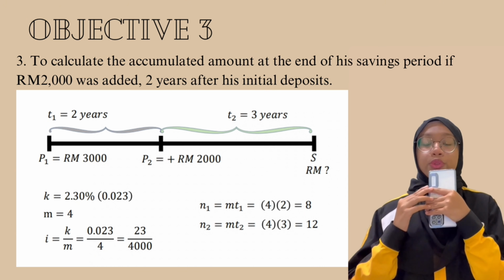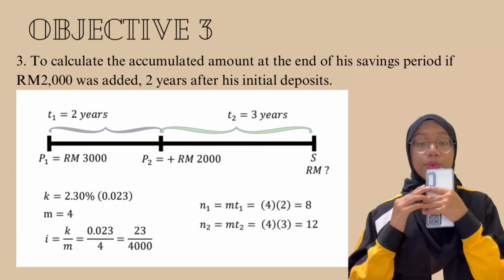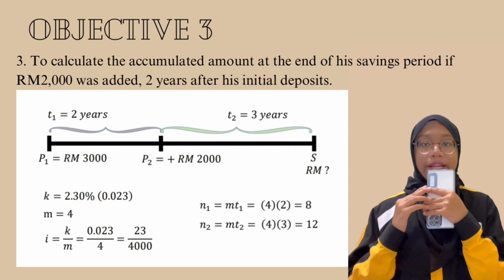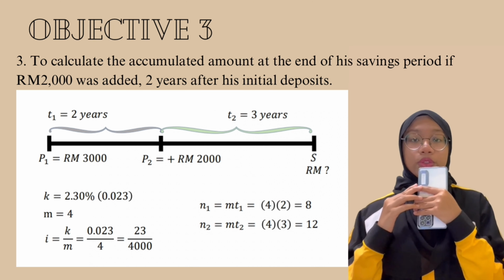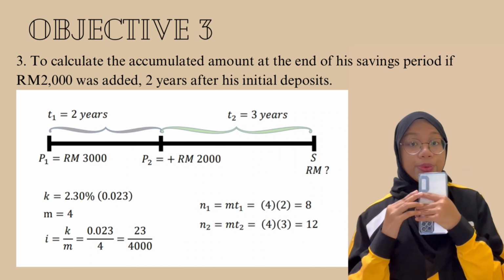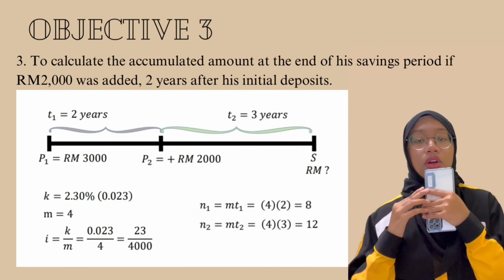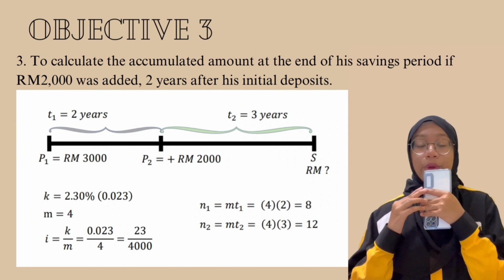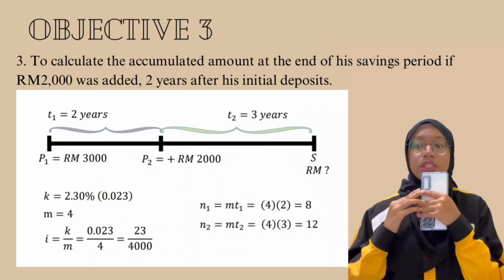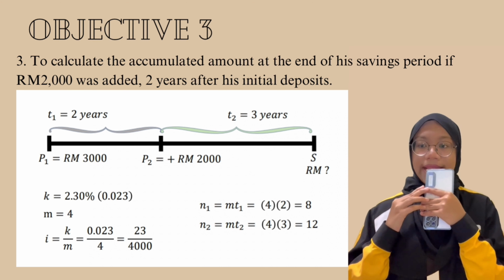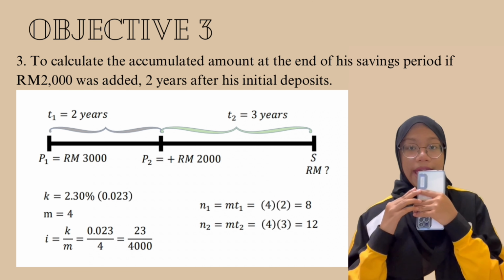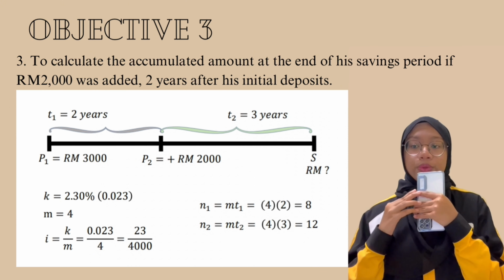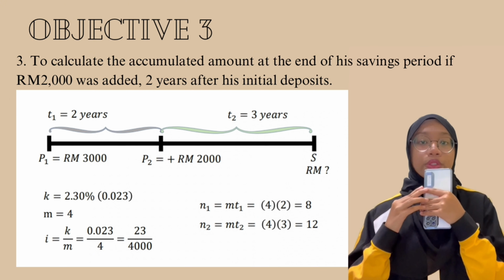So K equals 2.3%, equivalent to 0.023, M equals 4. To find I, we need to use the formula I equals K divided by M. 0.023 divided by 4 equals 23 over 4,000. To find N, we have N1 equals M multiplied by T1, so 4 times 2 equals 8. For N2, we have M multiplied by T2, equals 4 times 3 equals 12.